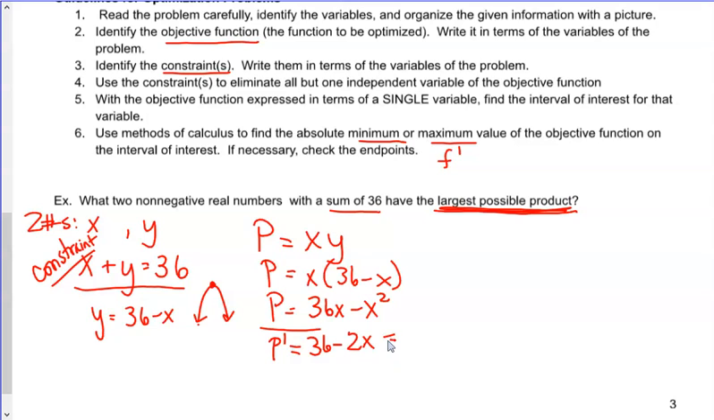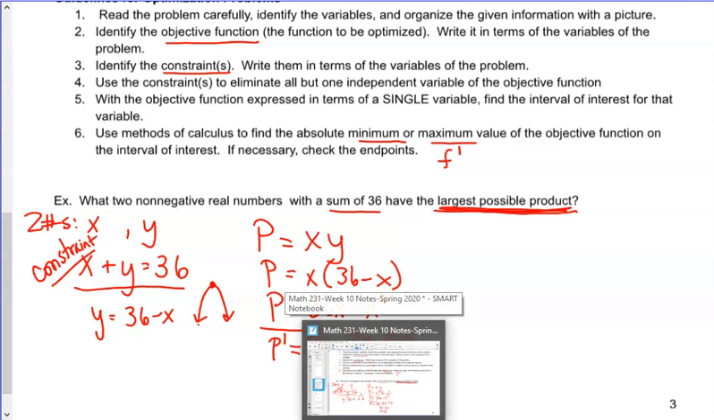And now I have to set that equal to 0. It's not going to be undefined anywhere. It's going to be equal to 0 to kick out a critical number. And when I do that, I get 36 equals 2x when I add over 2x. And when I divide by 2, I get x to equal 18.